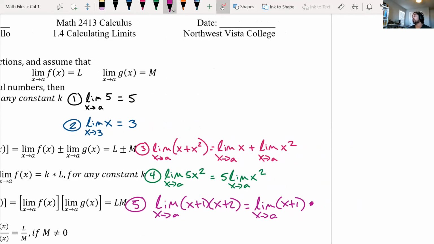And I can split this into 2 limits. So I'll have the limit as x approaches a of x plus 1, times the limit as x approaches a of x plus 2. So I was just able to apply this limit over multiplication into multiple terms. So once again, 2 terms, 3 terms, n amount of terms, you'll have n amount of limits.